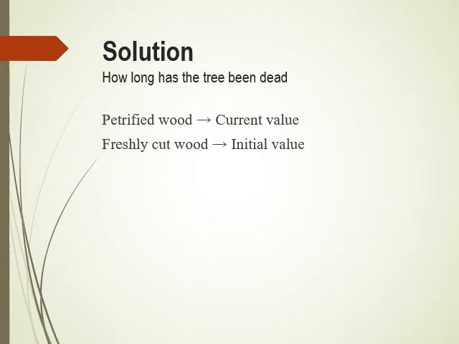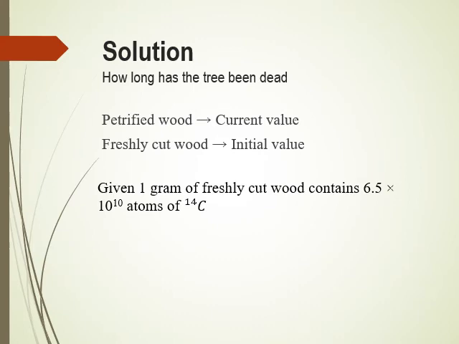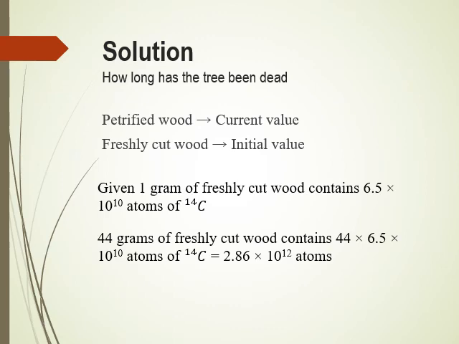And then the first piece of information given in the question is 44 grams. Why is it important to know how many grams of wood we have right now? That is because if you look at the question, it tells you 1 gram of freshly cut wood contains 6.5 times 10 to the power of 10 atoms of carbon-14. Therefore, for 44 grams, we have 2.86 times 10 to the power of 12 atoms. So the initial value N naught is equal to 2.86 times 10 to the power of 12 atoms.